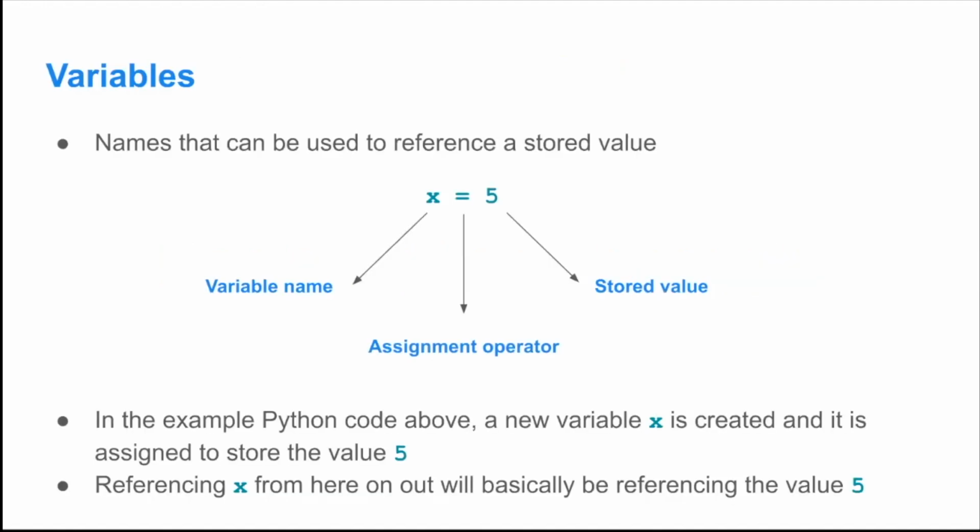So the first concept that we're going to go over is variables. These are just names that can be used to reference a stored value. So if we have this line of code, x equals 5, x here is the variable name. The equal sign is what we call the assignment operator, and the number 5 is the stored value. So basically what this code does is that it creates a new variable x, and then x is assigned to store that value 5. And any code you write below this line referencing x will basically be referencing the value 5.